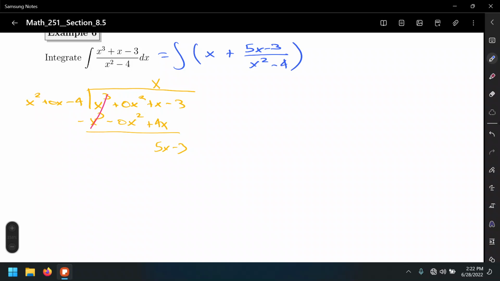Well, in this case, what can we do? And by the way, what did I do in my notes? I think I did something weird. Oh, never mind. Okay, so number one, we need to split the integral into the integral of x dx plus the integral of 5x minus 3 over, how about instead of x squared minus 4, let's write it as x plus 2 and x minus 2. Let me do the x minus 2 first.